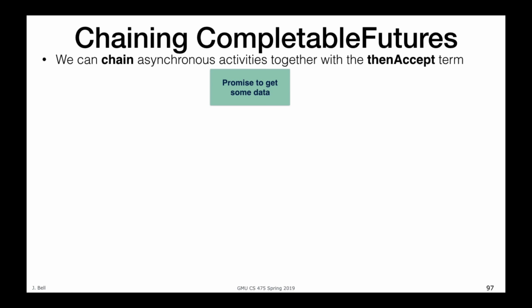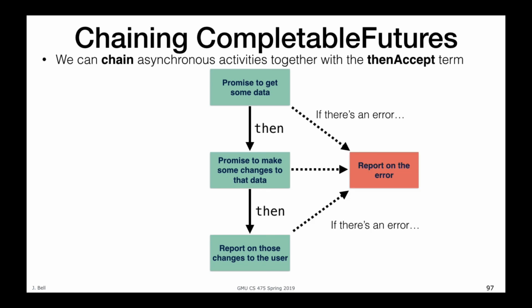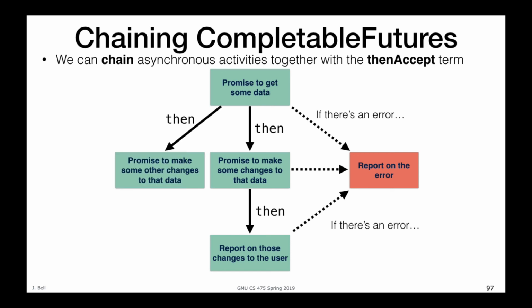For instance, we could maybe create some completable future that promises to get some data and then promise to make some changes to that data. And then when that's done, report on all of those changes back to the user. We can also specify, nicely, using this completable future API, that if there's an error in any one of these tasks, which could happen in different threads and in different orders, to report that error in one place. We could also add multiple things that should happen concurrently and try to combine those things together.